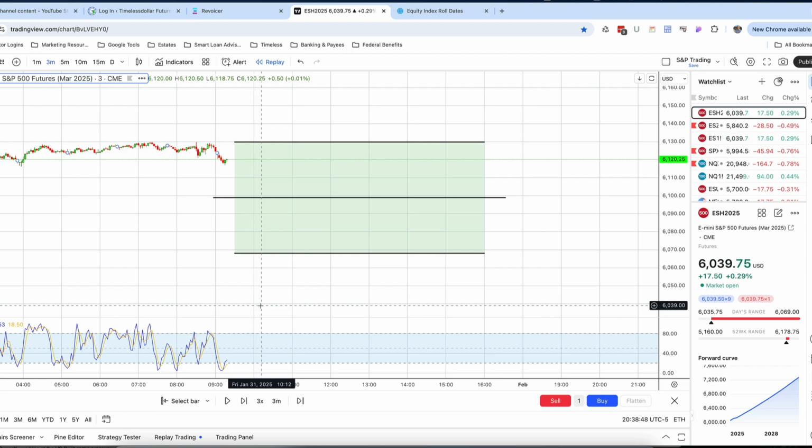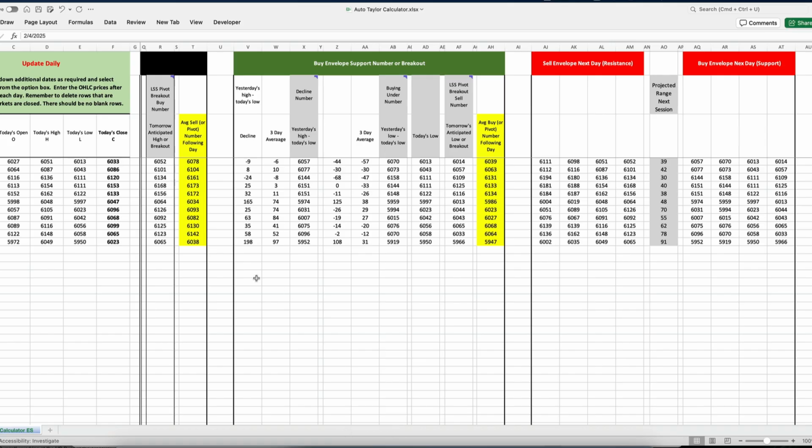And so here's my chart of Friday, January 31st. And my trading zone is drawn out on the chart. I think it's a 68-point range. Let me see what that Friday's range was. And that was 62 points was the projected range.